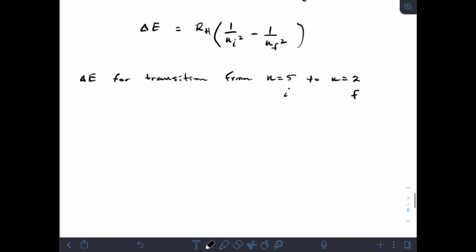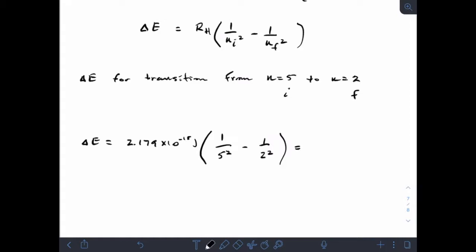Right, so I'm going to plug in those values into the change in energy equation. So delta E equals 2.179 times 10 to the negative 18 joules, times 1 over 5 squared minus 1 over 2 squared. Okay, so 1 over 25 minus 1 over 4. That quantity by itself should give me a negative value. And then I multiply by the Rydberg constant, and I should get a negative energy.